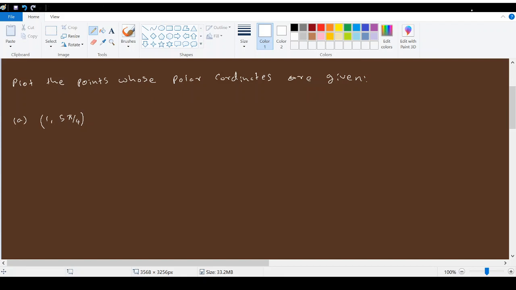Now let's do some examples. Here we have to plot these points in a polar coordinate system, and so the first question is, the polar coordinates are given as this one, (1, 5π/4).